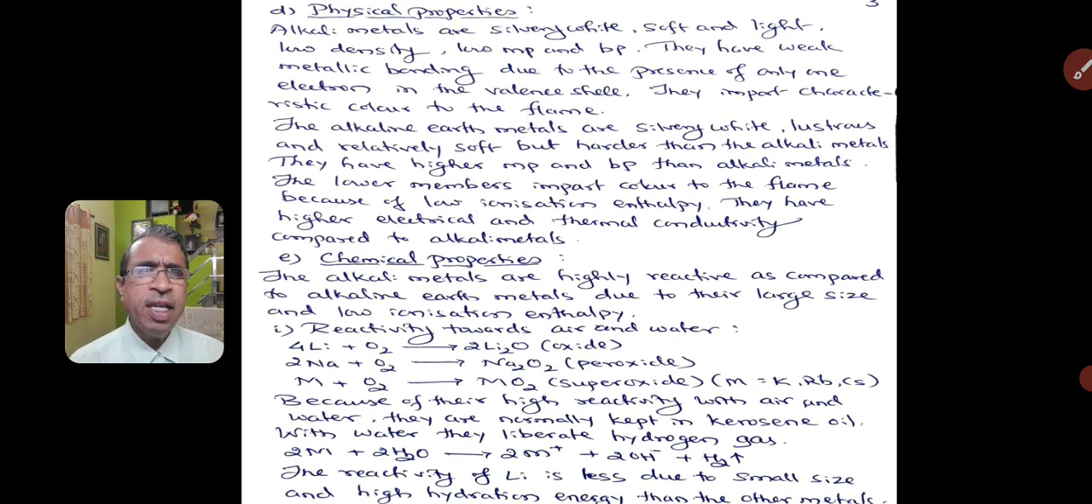Because of their high reactivity with air and water, they are normally kept in kerosene oil. With water, they liberate hydrogen gas. That is, the metal reacts with the water to form metal ion and hydroxide ion, and hydrogen is liberated. The reactivity of lithium is less due to small size and high hydration energy than the other metals.